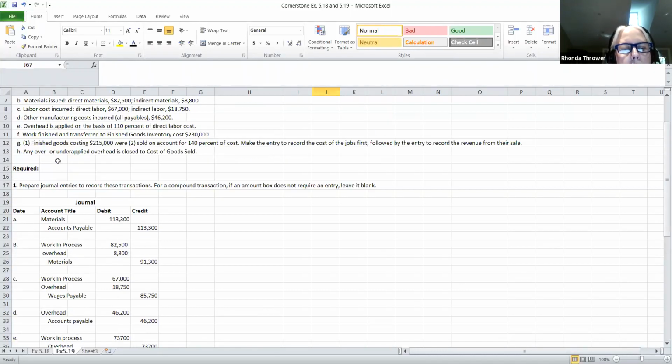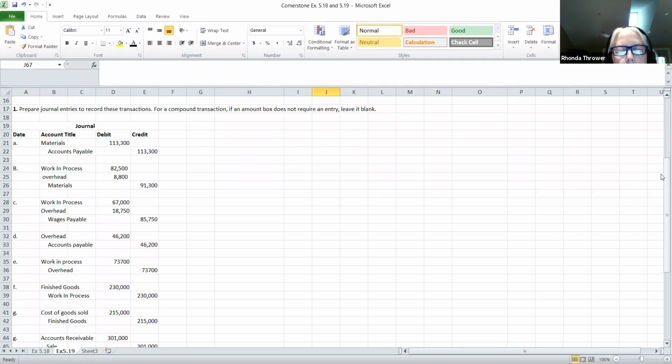Then here's the last part, which we haven't talked too much about in this chapter. I really wanted to do these journal entries as a review for you, but I wanted to bring home this last journal entry here that I think is important for you to understand. Once we are at the end of the accounting period, we will need to look at our overhead account.